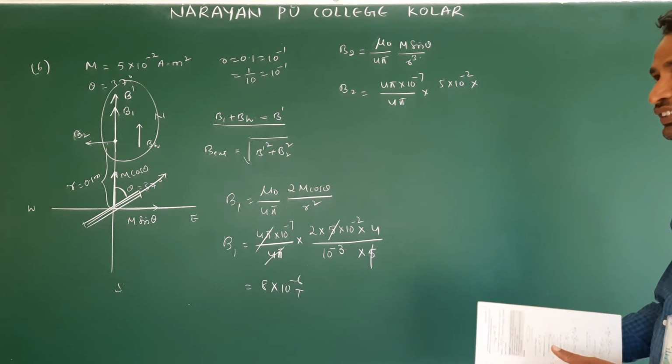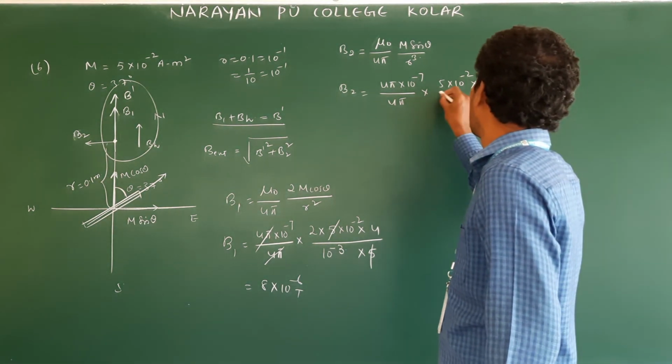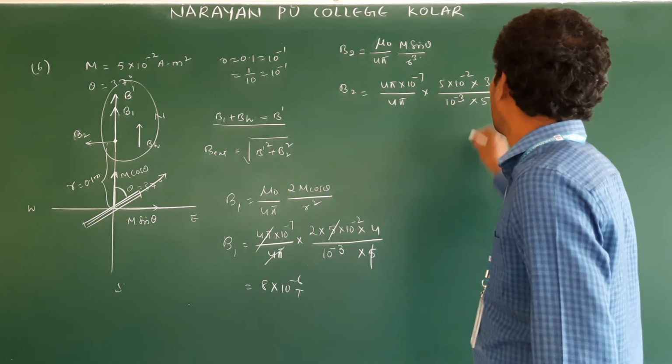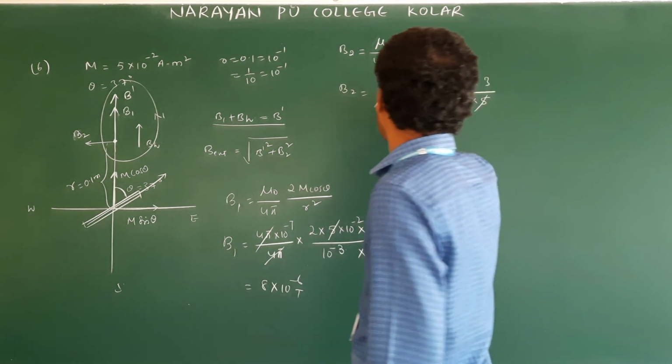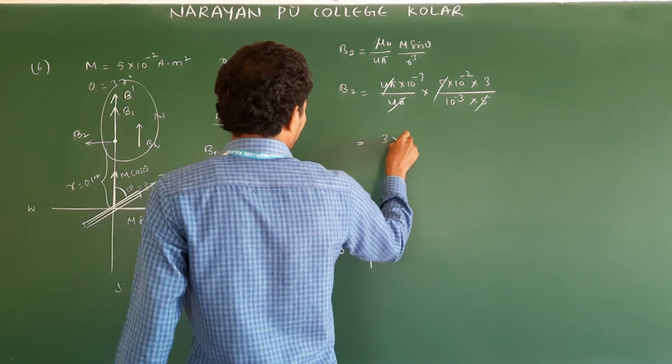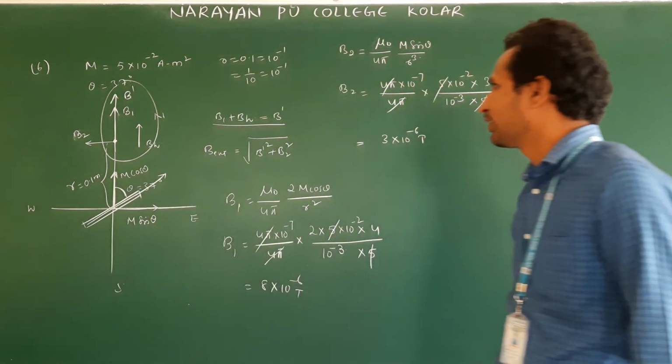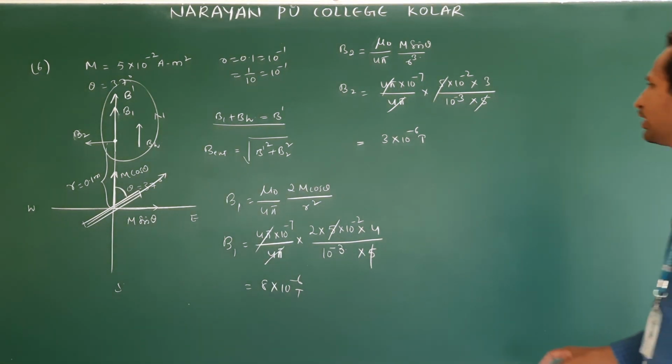Sin 37 is given as 3 by 5. So 3 divided by 5 into 10 power minus 3. Again 5 cancels, 4 pi cancels. We have 3 into 10 power minus 6 Tesla. This is B1 and B2. Now how do you get B dash?